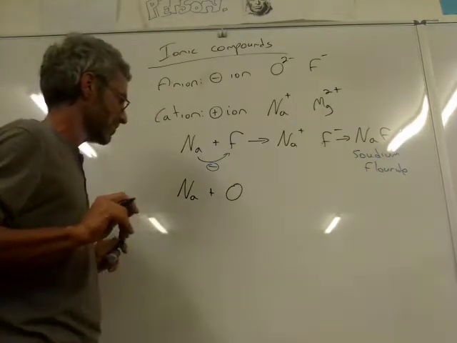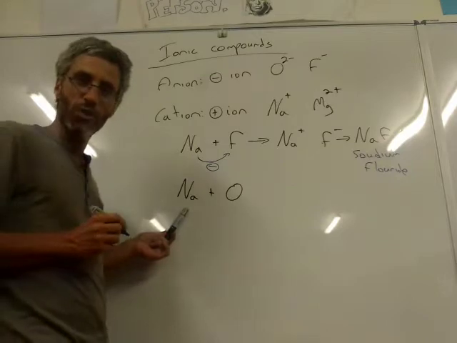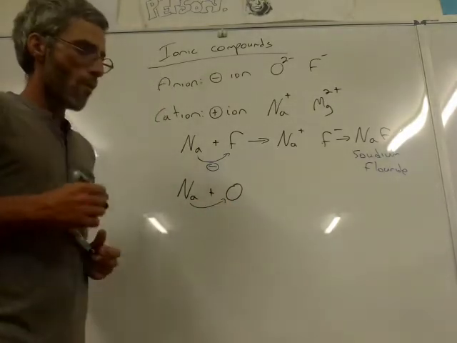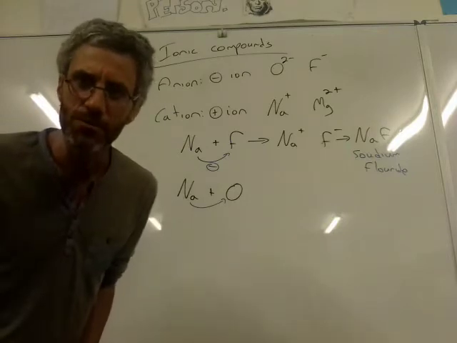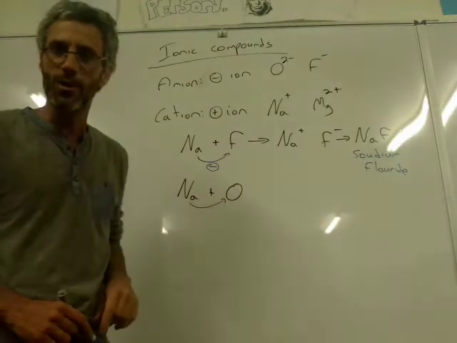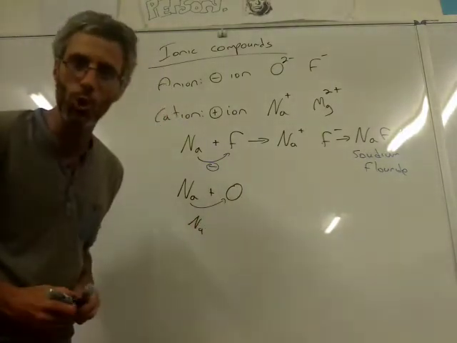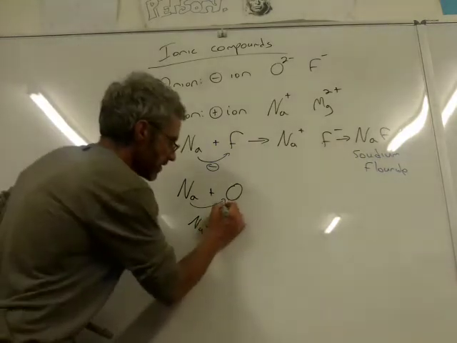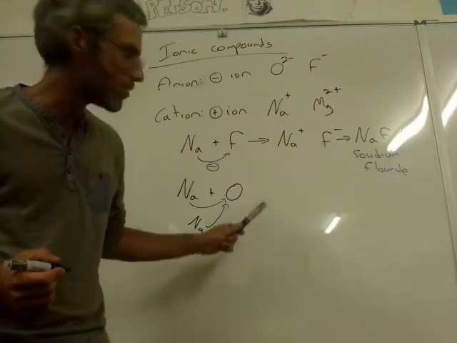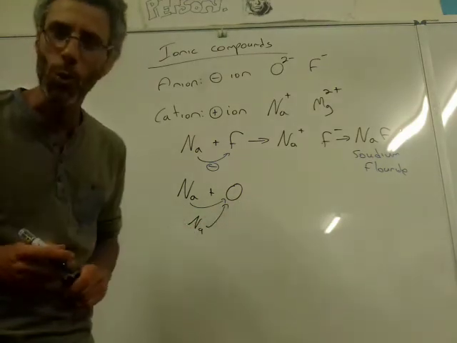So the sodium has one electron to give, and he's going to give that to the oxygen. But is that enough for the oxygen? No, because oxygen needs 2 electrons. He's in period 2, column 6. So another sodium will come closer, another sodium that will give him 1 more electron. So now we've got 1 oxygen and 2 sodiums.